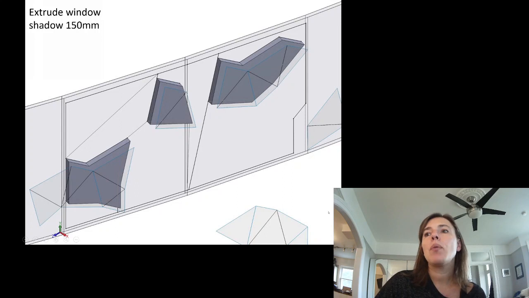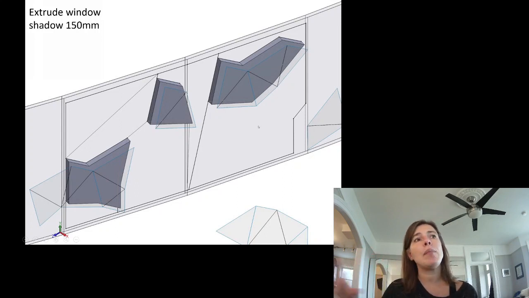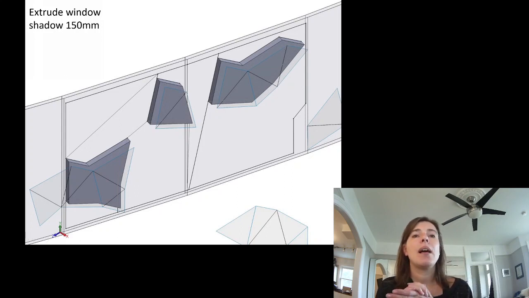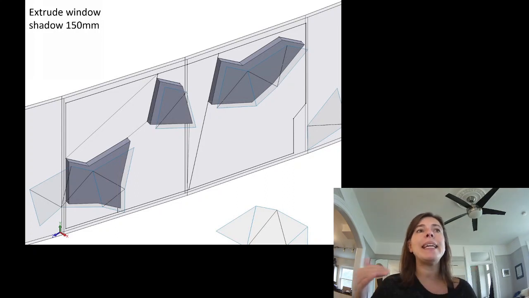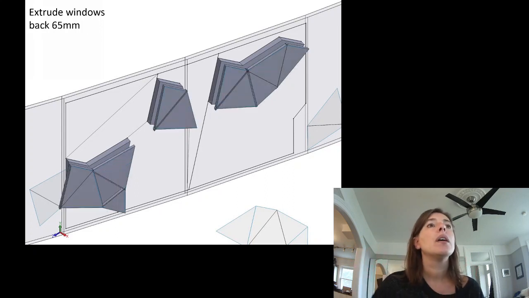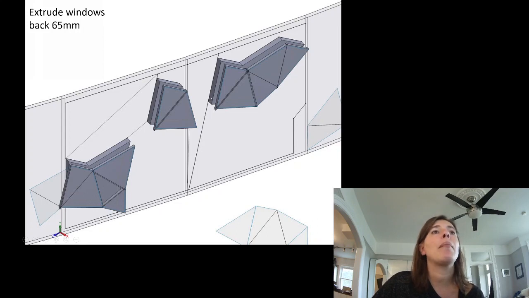So then I was able to extrude those same window elements out. I still had the problem that I need those to be 65 millimeters back, but I need my planes to be flat relative to each other. So all of these planes are different from each other. It's not just a straight extrusion out. So here's where I came out 150 millimeters from my steel surface, and I came back 65 millimeters from my window surface.